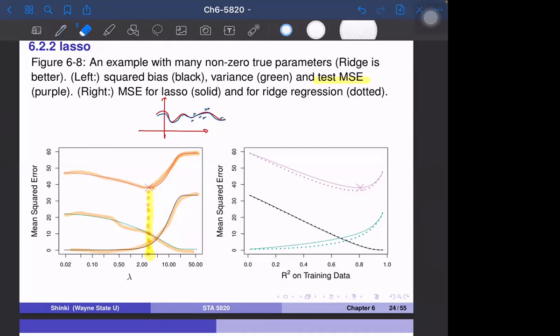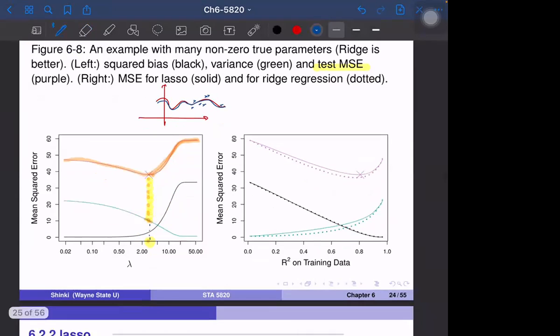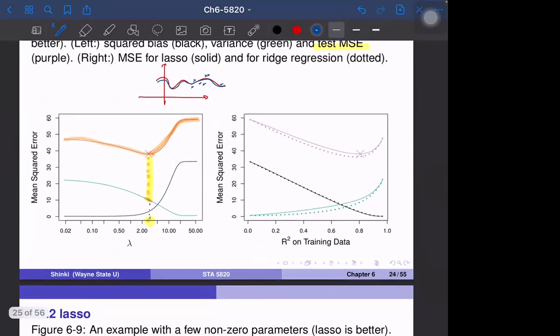In a real problem, we cannot decompose this test MSE into bias and variance parts, so we cannot really observe it. But conceptually we have the bias and the variance. Bias is here and the variance is here. So we have some optimal point to minimize the sum of those two, the mean square error.